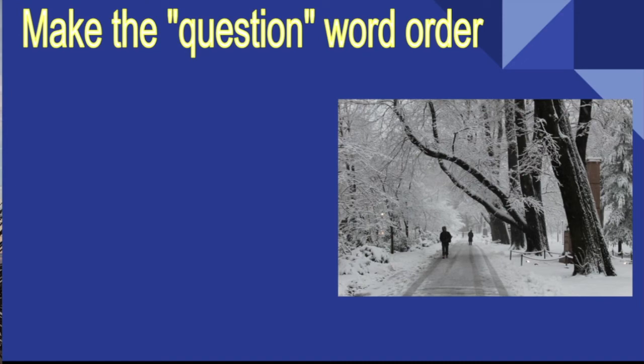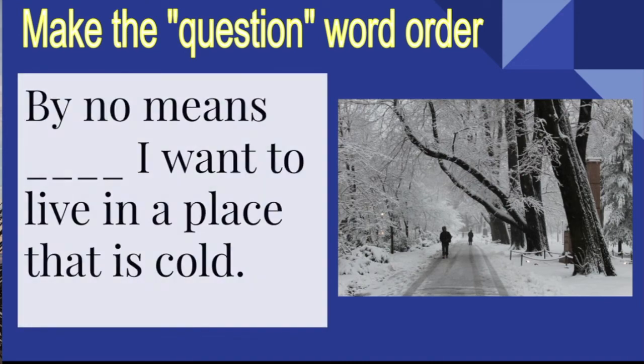Make the question word order. What would you put in this sentence? "By no means, and then there's something missing there, I want to live in a place that is cold." We're missing the auxiliary verb, "do." By no means do I want to live in a place that is cold. So this is the question word order, but it's not a question.